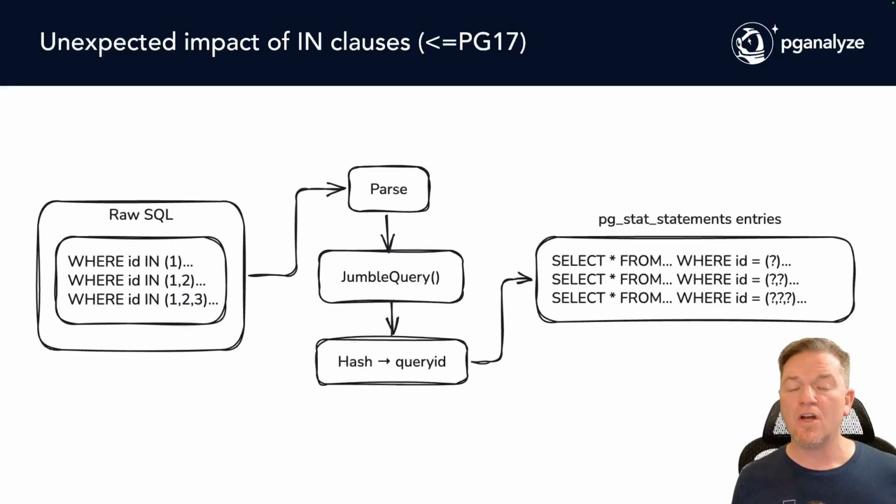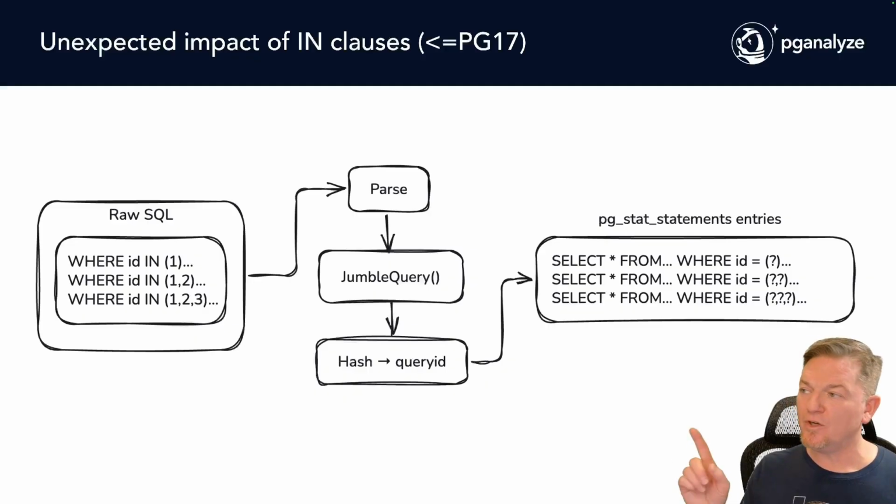Now, one thing I wanted to call out specifically is the IN clause issue. This is a problem with Postgres 17 and below, and I see it a lot with ORMs, and it's surprising to most people. And it can explode the number of unique queries tracked in pg_stat_statements very quickly if you're not aware of it.